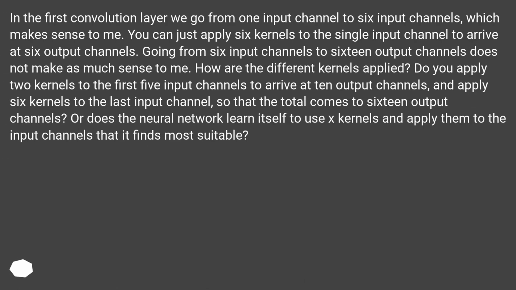In the first convolution layer we go from 1 input channel to 6 output channels, which makes sense to me. You can just apply 6 kernels to the single input channel to arrive at 6 output channels. Going from 6 input channels to 16 output channels does not make as much sense to me. How are the different kernels applied? Do you apply 2 kernels to the first 5 input channels to arrive at 10 output channels, and apply 6 kernels to the last input channel, so that the total comes to 16 output channels? Or does the neural network learn itself to use X kernels and apply them to the input channels that it finds most suitable?